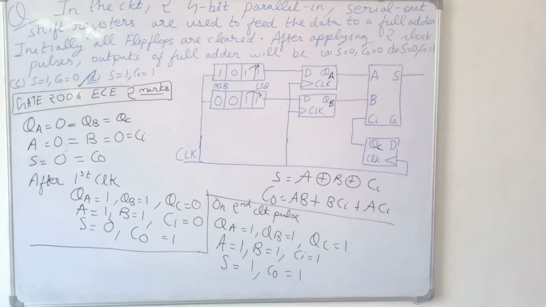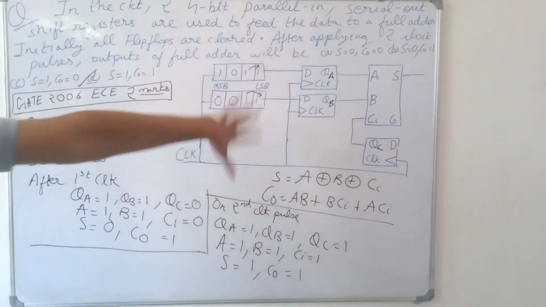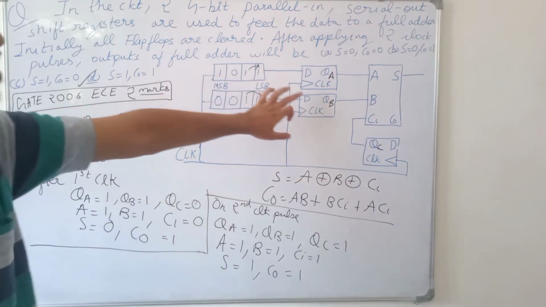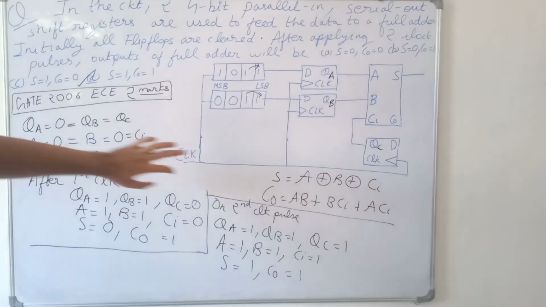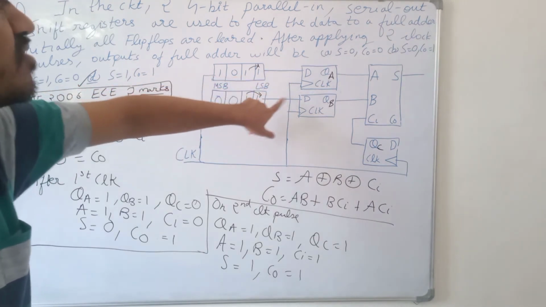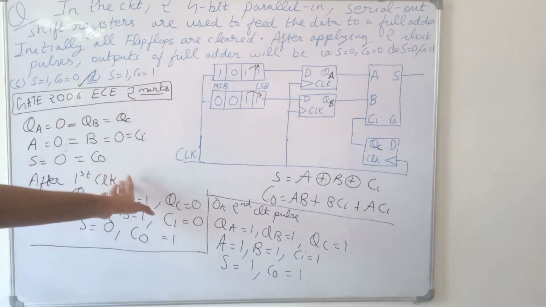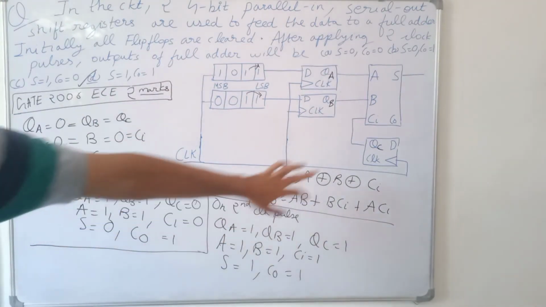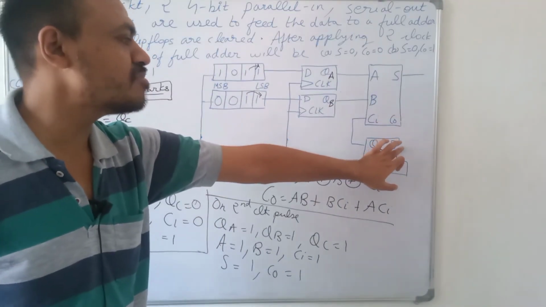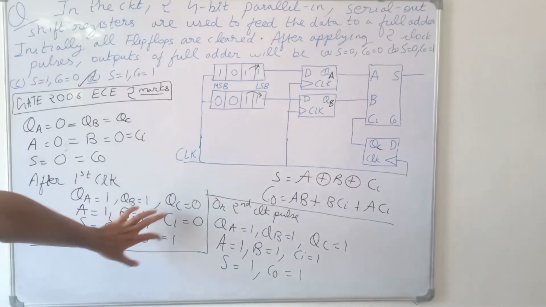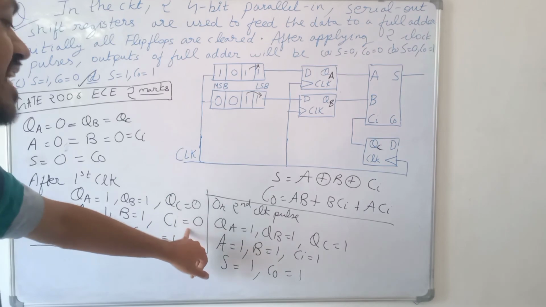So this was a very easy question, we just have to know how these inputs change on application of the clock pulse, because initially QA was equal to 0, QB was equal to 0, QC was equal to 0, A was equal to 0, B was equal to 0, CI was equal to 0 and S and C0 are also equal to 0. So this D was connected to 1, this D was also connected to 1. So after first clock pulse, this D shifted to QA and this D shifted to QB, so both become 1. And this C0 was 0, so after first clock pulse this D shifted to QC, so QC became 0. So A is equal to 1, B is equal to 1, CI is equal to 0.